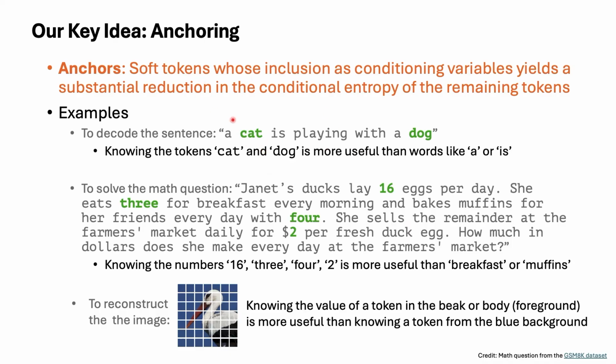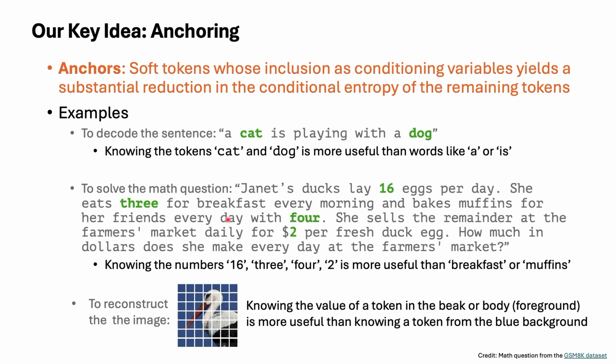So anchors are essentially tokens or soft tokens in general, some distributions over what you think these things are, whose inclusion as conditioning, meaning you know these things, yields a substantial reduction in the conditional entropy of the remaining tokens, meaning it makes things much easier to decode.